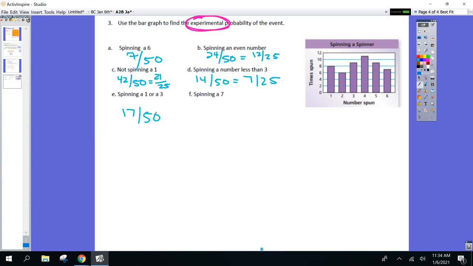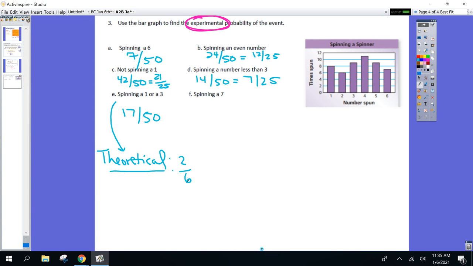17 out of 50. Now, before I get to the last one, that 17 out of 50 is the experimental. I just wanted to show this to you to compare. If I ask for the theoretical probability of spinning a 1 or a 3, it would be 2 out of 6 because there's a 1 and a 3, 2 choices out of 6 total. All right, everyone see the difference now.